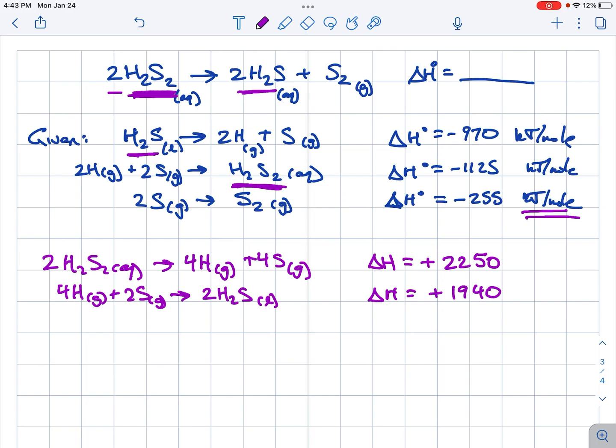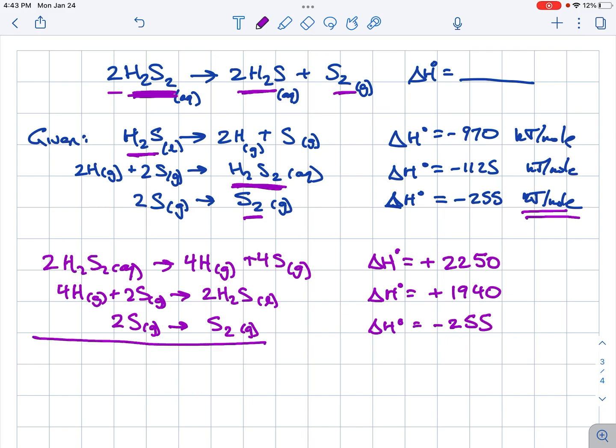Now I've got S2 gas, and S2 gas, it's on the right side, has the correct stoichiometry, or coefficient. So we're going to just copy that one down. We're not going to make any changes whatsoever. These are all delta H knots. We're not going to make any changes whatsoever to those. All right. Now we're going to double check that we can add the reaction and get the one we want.